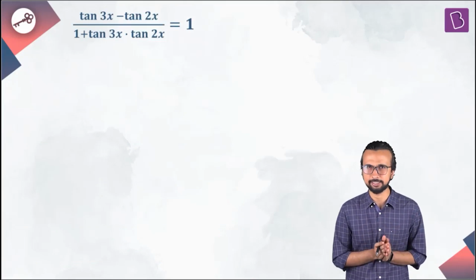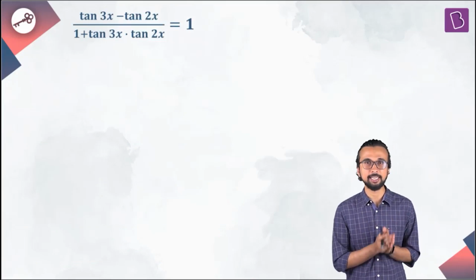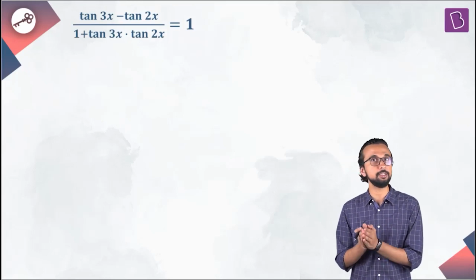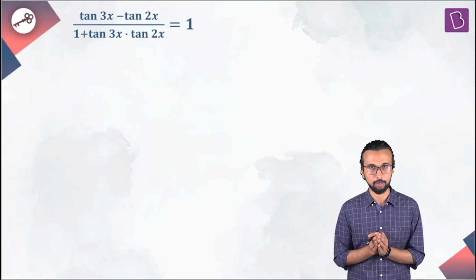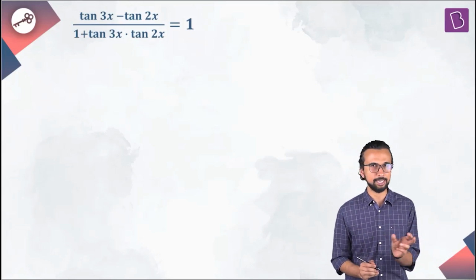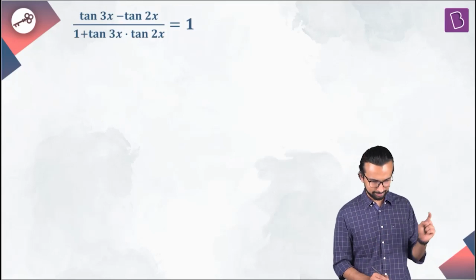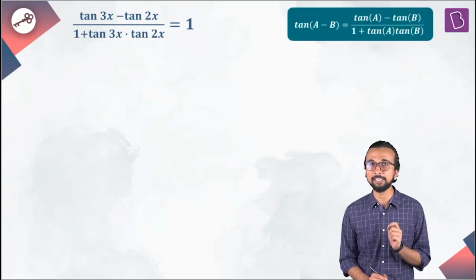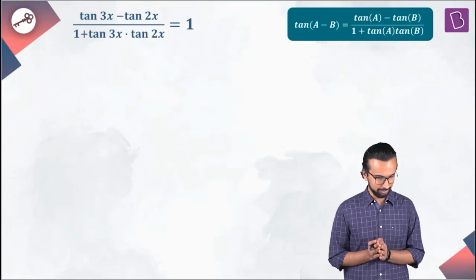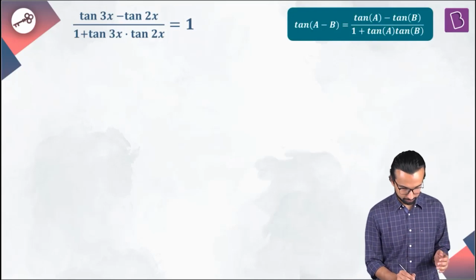Look at the LHS here. The LHS says (tan A minus tan B) by (1 plus tan A into tan B) equal to 1. Does the LHS look familiar? Tan A minus tan B by 1 plus tan A tan B. That is nothing but tan of (A minus B), where A is 3x and B is 2x. So let's see what we get from here.